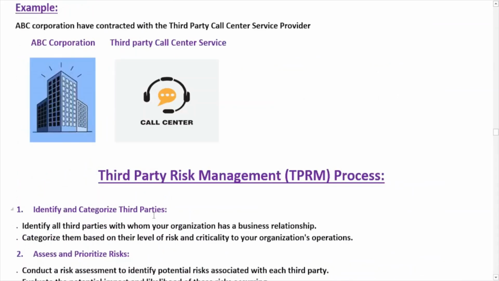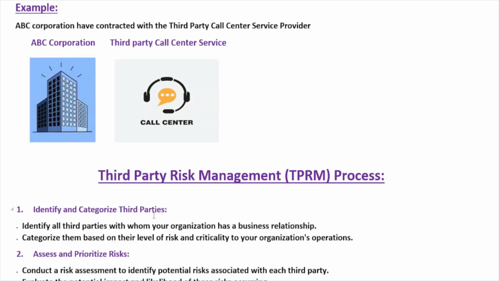So at number one, we have identification and categorization of third parties. In this step, corporations need to identify all third parties with whom they have a business relationship. They have to categorize all the risk based on their level of risk and criticality.